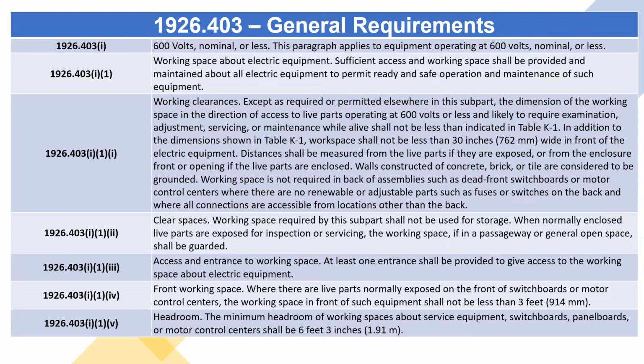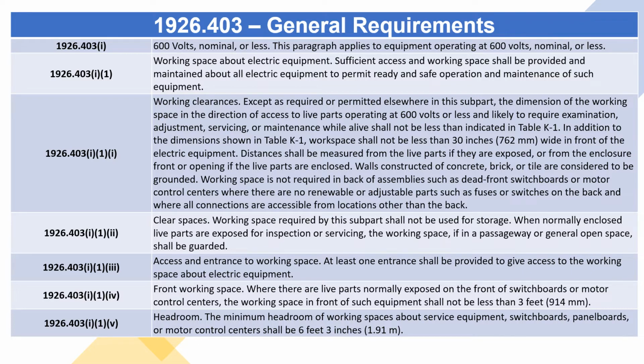1926.403(i)(1)(ii) Clear spaces. Working space required by this subpart shall not be used for storage. When normally enclosed live parts are exposed for inspection or servicing, the working space, if in a passageway or general open space, shall be guarded. 1926.403(i)(1)(iii) Access and entrance to working space. At least one entrance shall be provided to give access to the working space about electric equipment.